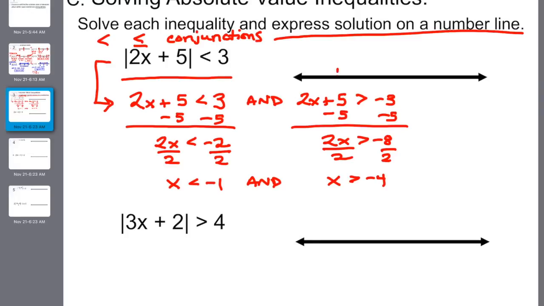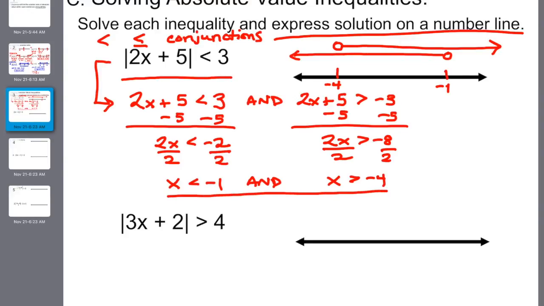If we put those onto our number line, we've got negative 4 on the left, negative 1 on the right. Negative 1 is greater than negative 4, so it has to be on the right side. Let's graph x is greater than negative 4. So we're going to have an open circle, and it will go to the right. And x is less than negative 1 is going to be an open circle at negative 1, and it's going to go to the left. Because this is a conjunction, we need to have all the values that make them both true.